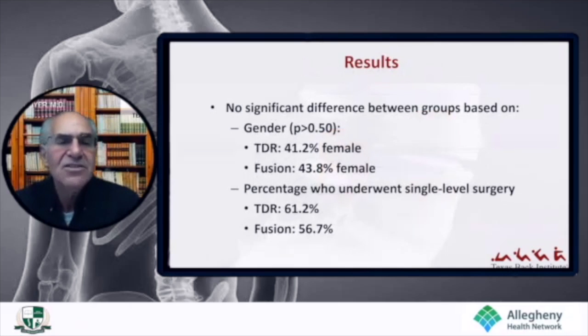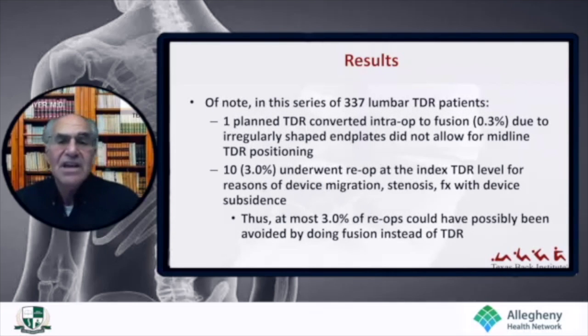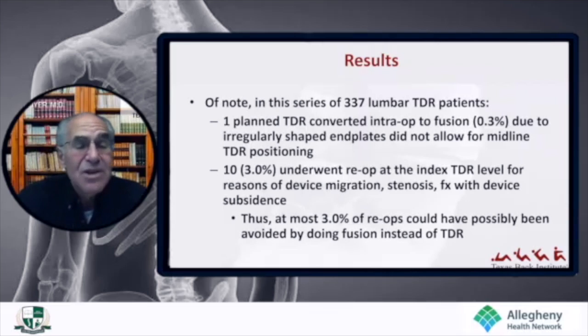And we look at some other items. Gender, there was really no difference between the TDR and the fusion, between the male and female, and obviously the male in both groups as well. The percentages who underwent a single level surgery were virtually the same as well, being close to 60% in both groups. And in this 337 patient series, we had one planned TDR that was converted to an intraoperative fusion because of the irregular end plates that I showed you.